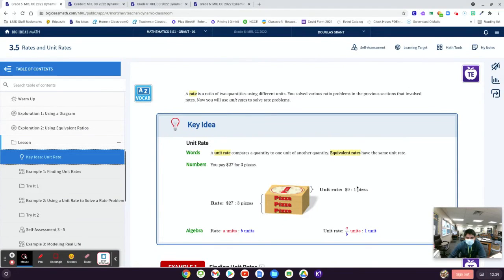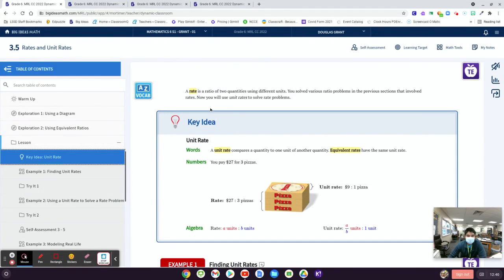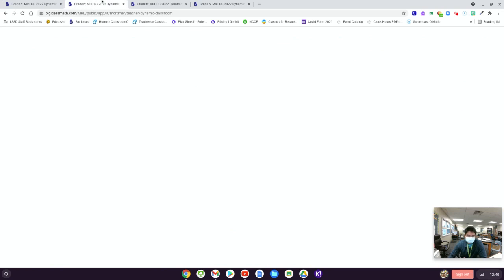Hello, everyone. So today we're going to be talking about the concept of a unit rate. And let's begin. So a rate, as it says here, is a ratio of two quantities using different units. Now, we've already been working with ratios, but now we're going to talk about unit rates. It says here a unit rate compares a quantity to exactly 1 unit of another quantity. And that's what we're going to be discussing with this video.